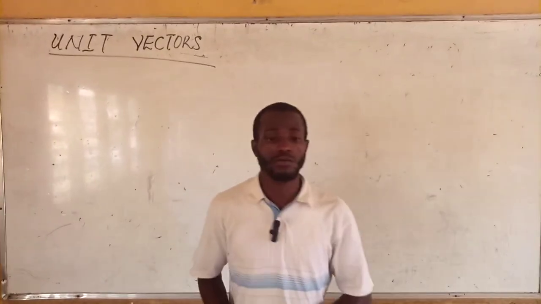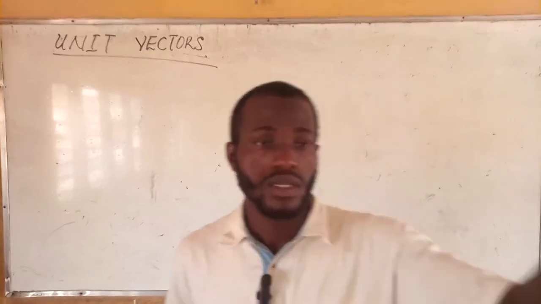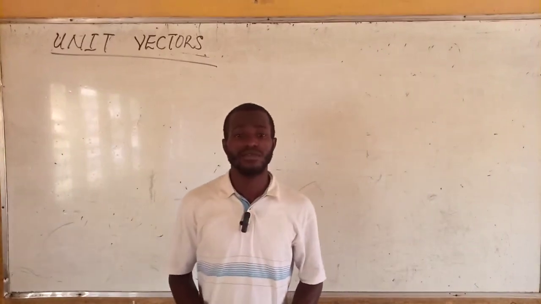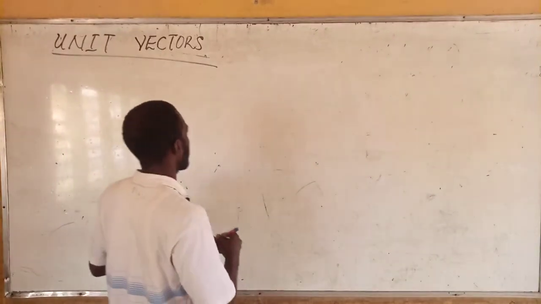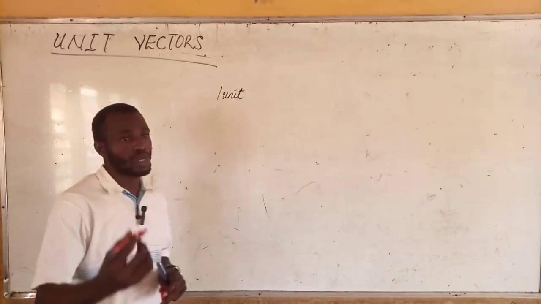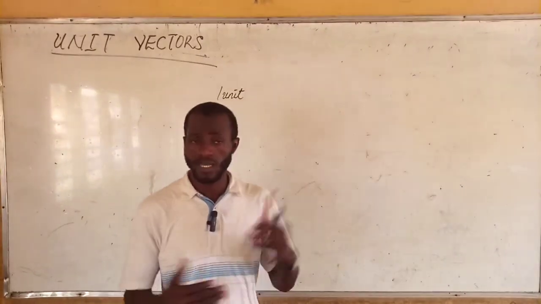In this video, we are going to be talking about unit vectors. Now, what are unit vectors? Unit vectors are vectors that have exactly one unit. They have exactly one unit, and they point in a particular direction. So we already know that vectors have magnitude and direction.